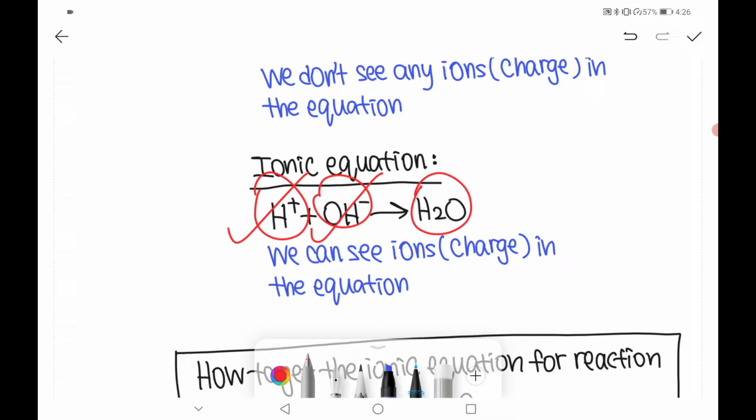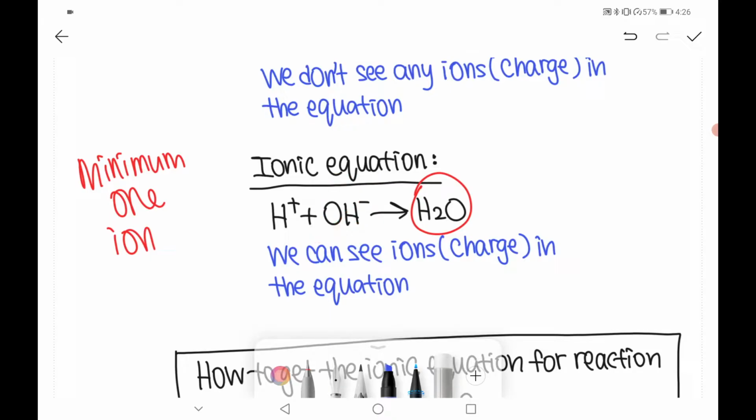Okay, is it an ionic equation? Yes. As long as you see one charge, if you see a minimum of one ion, that is already an ionic equation. So you can see here, we have one ion, here we have one. So in this question, we already have two ions. So it is an ionic equation.